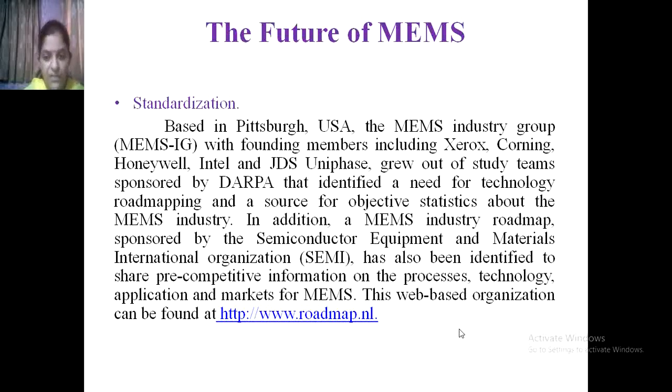In addition, a MEMS industry roadmap sponsored by the Semiconductor Equipment and Materials International organization, that is SEMI, has also been identified to share pre-competitive information on the processes, the technology, applications and the markets for MEMS. This web-based organization can be found using the following link: www.roadmap.nl. These are some of the organizations which develop the standardization related to the MEMS market.